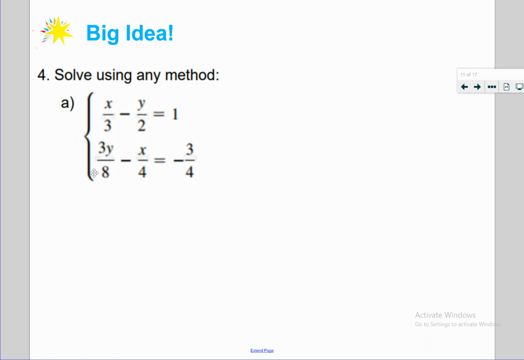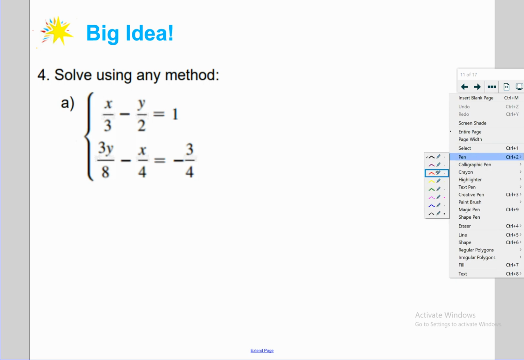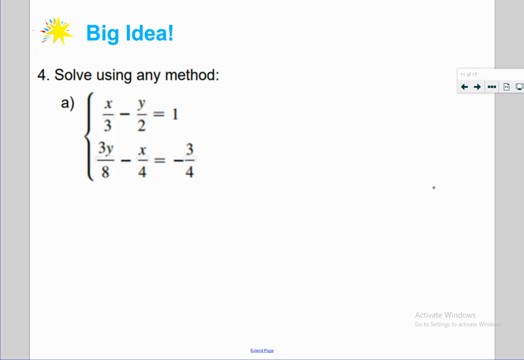If you have problems like this one where you have fractions, but there are no variables in the denominator, it's just numbers in the denominator, which they all are here, a good, let's call it optional, but I would say suggested first step is to multiply through any equation where you have the fractions, okay? You want to multiply by a common denominator. Ideally, it would be the least common denominator, but any common denominator will work, okay?